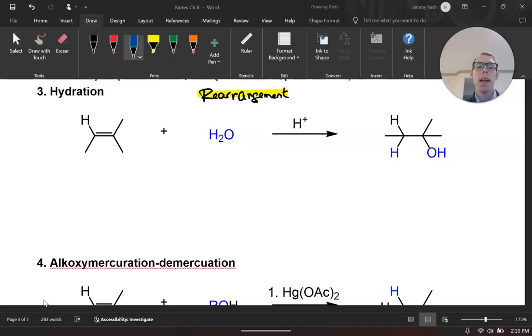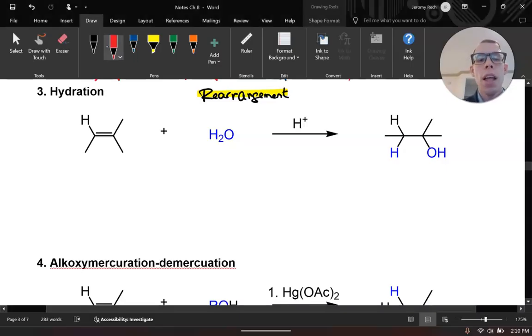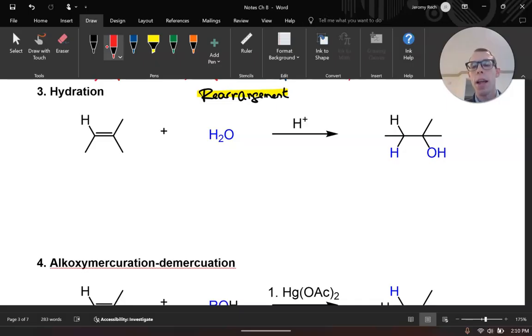And the mechanism for a hydration is going to be kind of similar to some of the stuff that we saw with SN1. This is going to occur with our key reactants being an acid and water. So if you take a double bond and you expose that to aqueous acidic conditions, you can do a hydration, which is going to be adding a hydrogen and an alcohol. So let's go ahead and think about this mechanism.